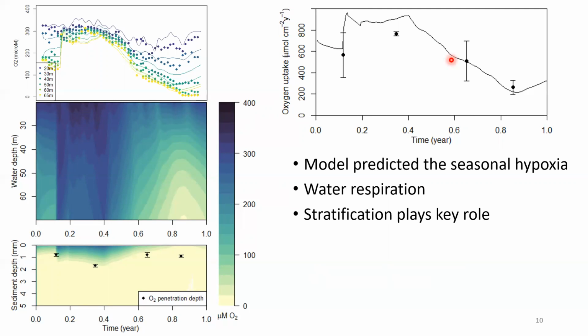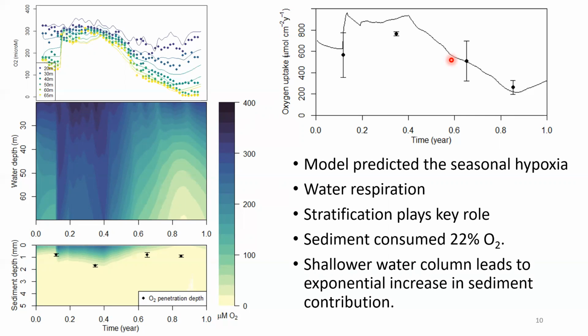We got an oxygen water column respiration term, which is very close to the one reported from the basin in previous studies. We also identified that stratification plays a very important role, and for the deepest region of the basin, we calculated that 22% of the oxygen consumption happens in the sediment. We also found that as the water gets shallower, the sediment contribution to oxygen consumption increases exponentially.